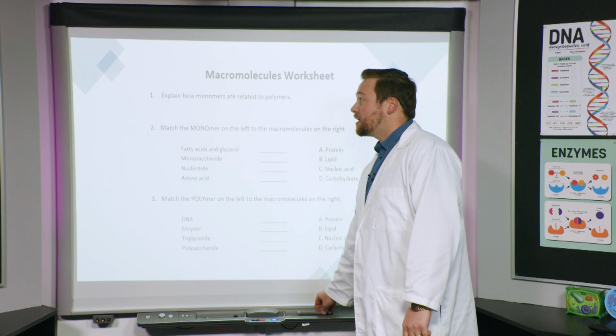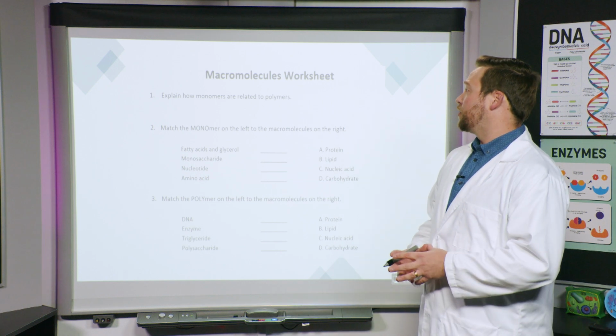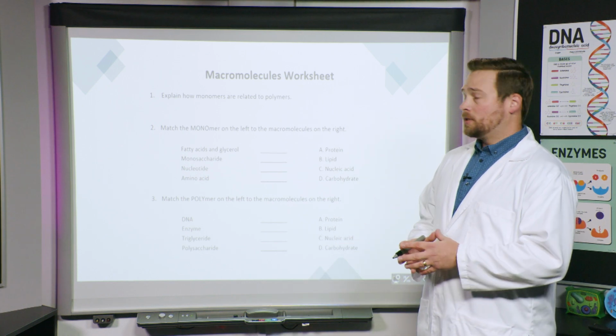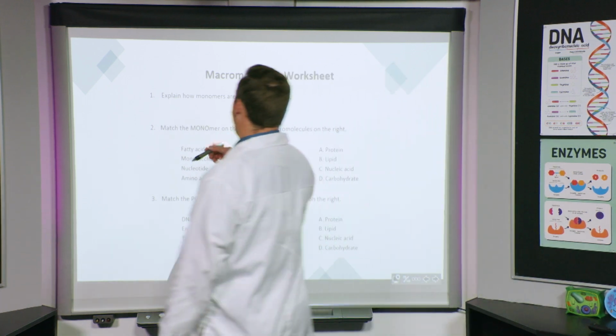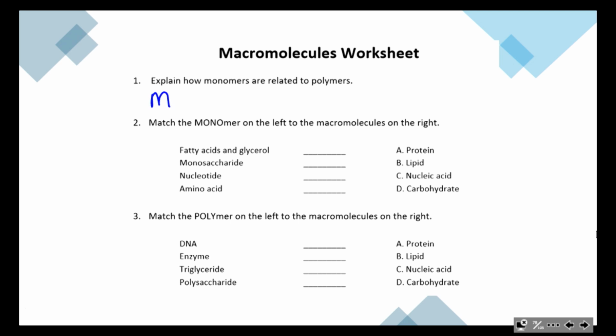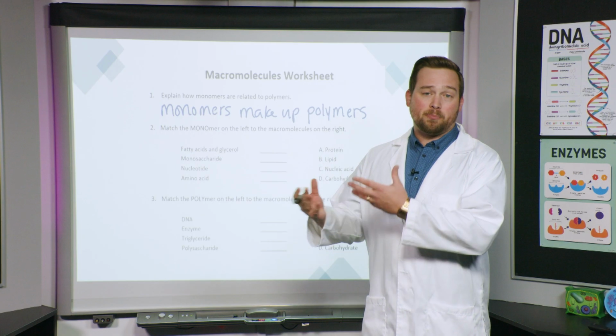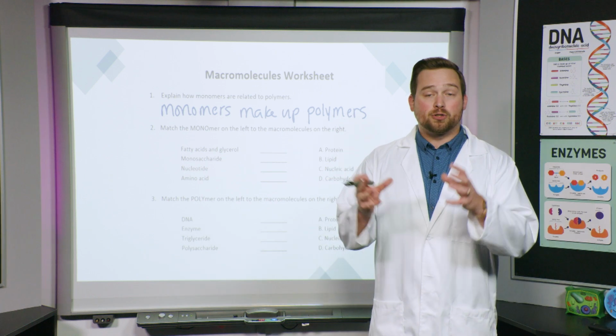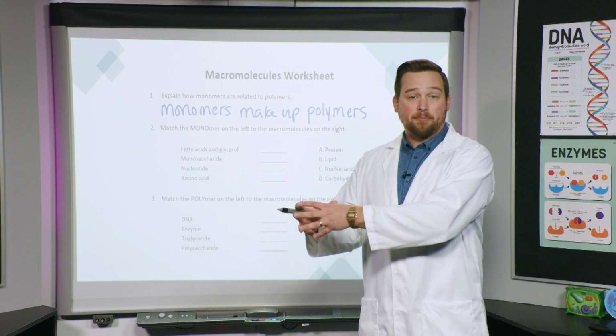Number 1 says, explain how monomers are related to polymers. Okay, so for this, at this point we should know that monomers make up polymers. Another way to say this is polymers are made up of monomers. Remember, monomers are the small ones, polymers are the big ones. A lot of monomers strung together and united make up a polymer.